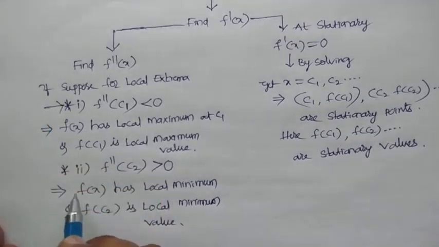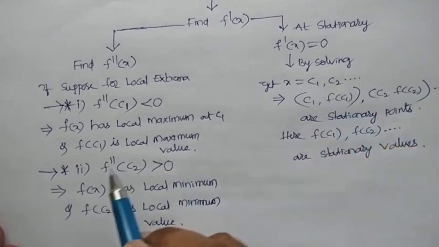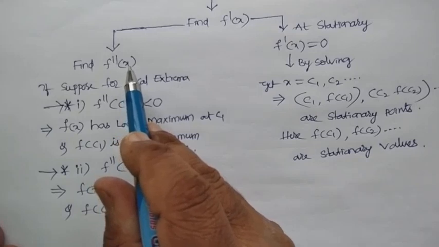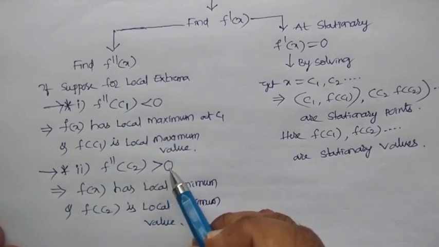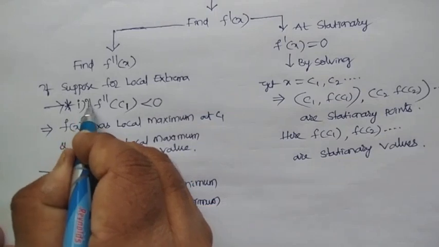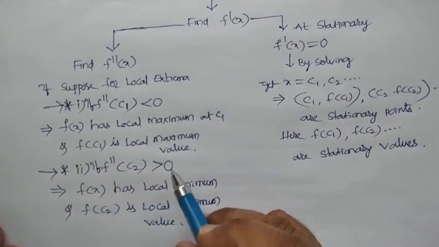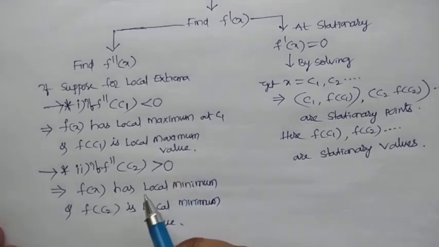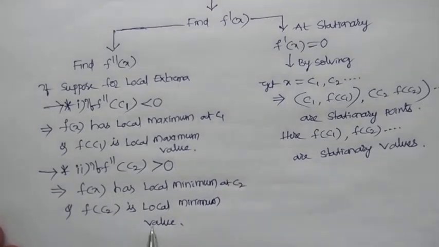Now the second case. If at the stationary level we got this point c2, and you substitute it in f double dash of x, the second derivative of the given function, in place of x as c2, and it is greater than 0, then we conclude that f of x has a local minimum at c2, and the local minimum value is f of c2.